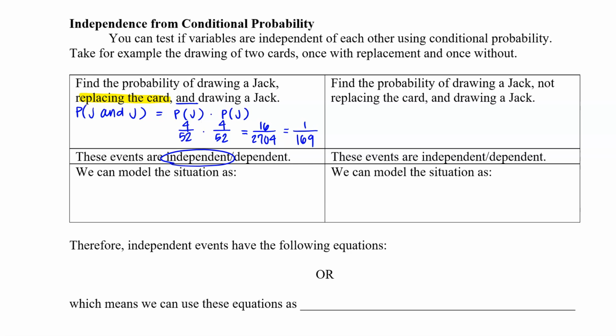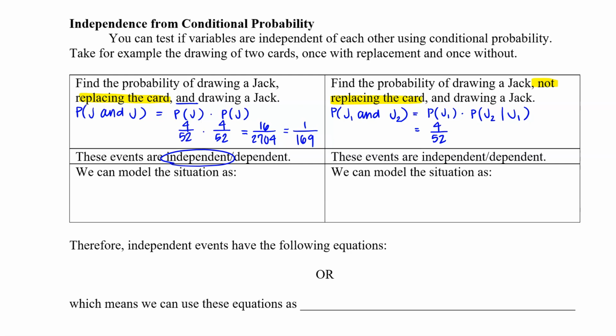Find the probability of drawing a jack, not replacing the card, and drawing a jack. So this is also the probability of drawing a jack and drawing another jack. However, I'm going to notate this as jack 1 and this as jack 2. This would be the probability of jack 1 times the probability of jack 2, given we had already pulled out a jack. This probability would be, of the 52 cards, 4 of them are jacks in our deck.